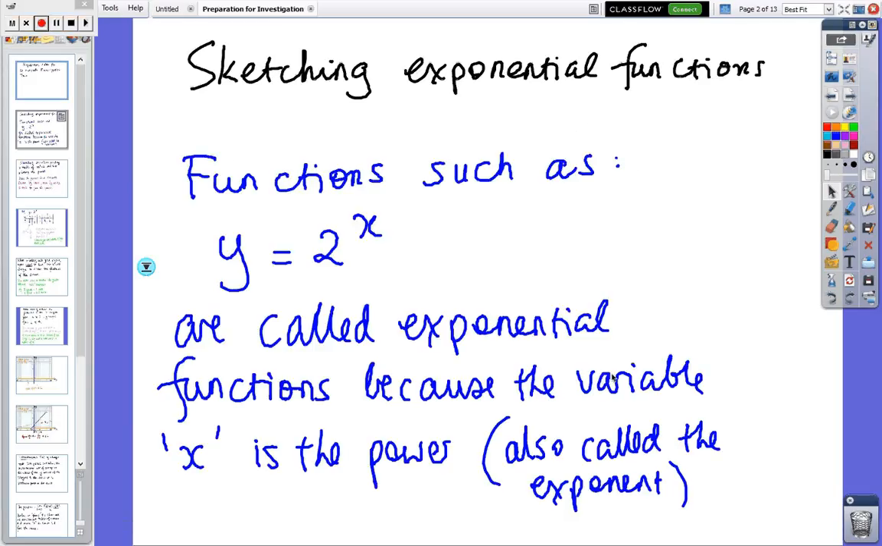Okay, so what we're looking at is starting off with sketching exponential functions. And so we're looking at functions where the variable x is the power. Rather than having a straight line like y equals 2x plus 3, the variable is not a power, so that's a linear function. What we're looking at is where the variable is a power, and these are called exponential functions because x is also called the exponent in that position.